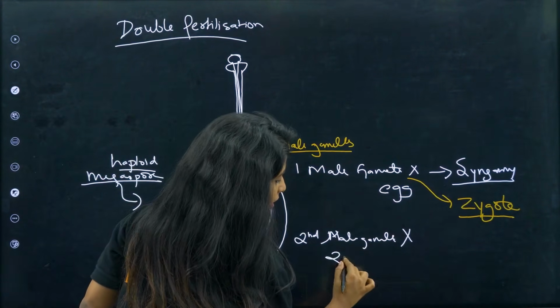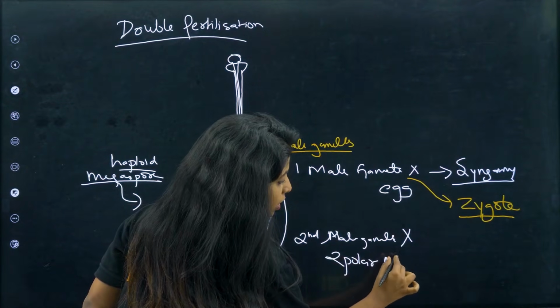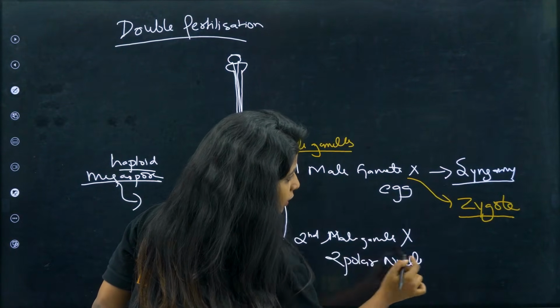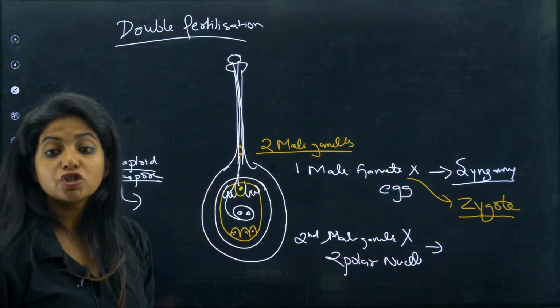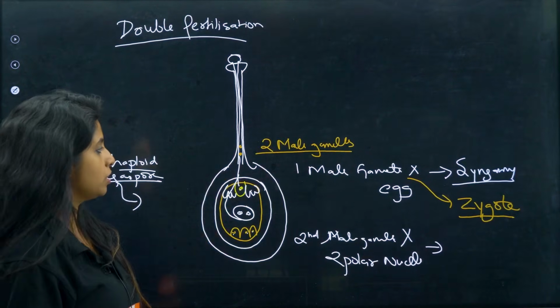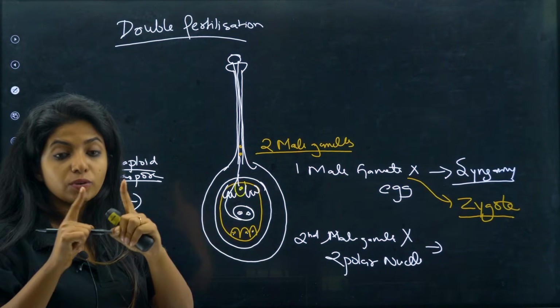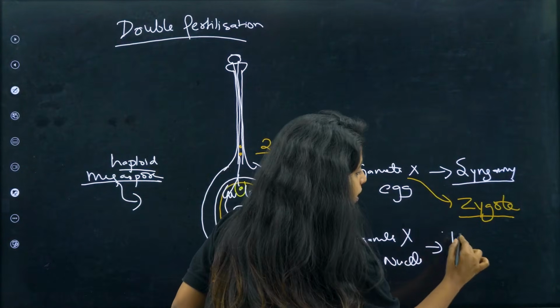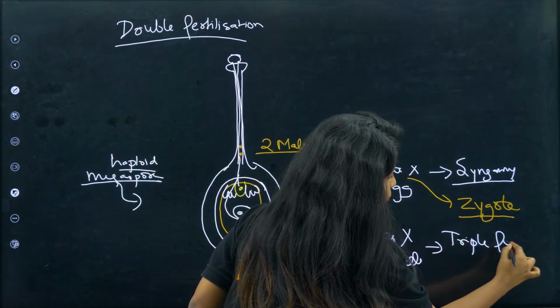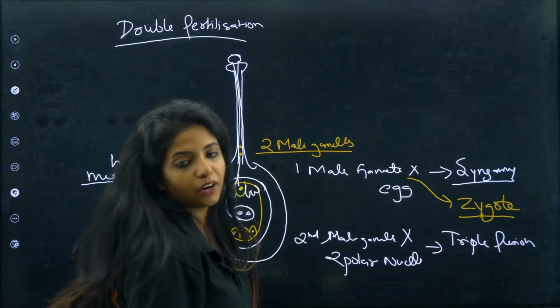The second male gamete fuses with the two polar nuclei right over here. Yes, you heard me correctly. It is two polar nuclei that it binds with, and this is known as triple fusion. Why do I call it triple fusion? One male gamete plus two polar nuclei, three nuclei are fusing over here, which is why I'll call it triple fusion. And what do I get at the end of it?